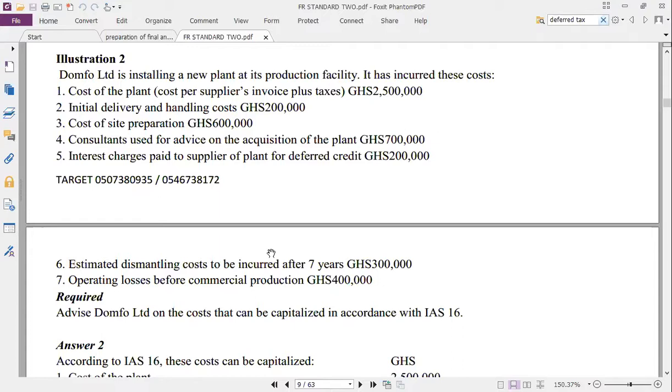Not be part, right? Good. But this will not be part. So all the items above will be part except this. So except the 200,000, the interest charge paid to the supplier of the plant for deferred credits, it will not be part. Why? Because this is the payment. You get the item, just that you defer the payment to a future date and the supplier charges some interest or penalty on it. So that should not form part of the cost of the plant.